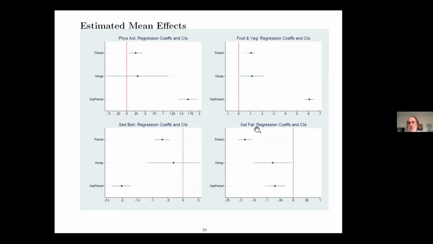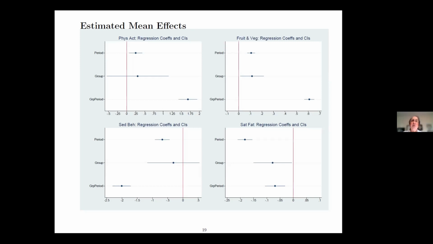Now here is one that's kind of interesting. Here the period effect is pretty strong. So really both groups are diminishing their saturated fat intake across the 3 periods, but the group that was targeted does so to a greater extent. So in terms of the mean effects, and this is what we reported in the earlier papers, there's a good effect of targeting the behavior in terms of all 4 of these behaviors.